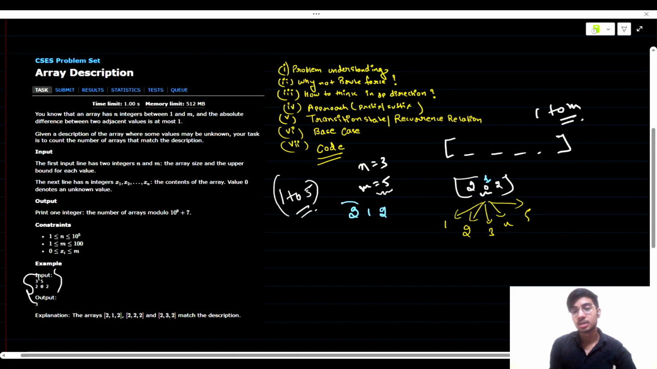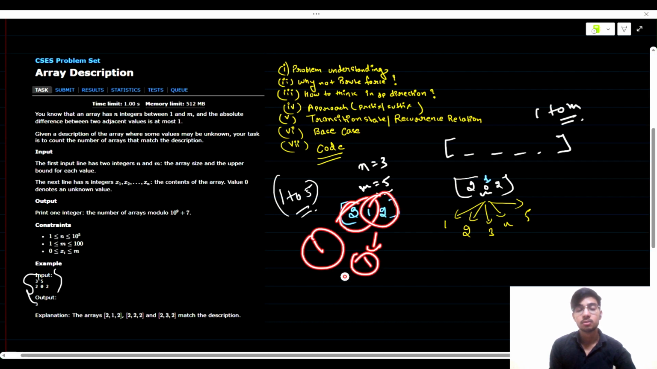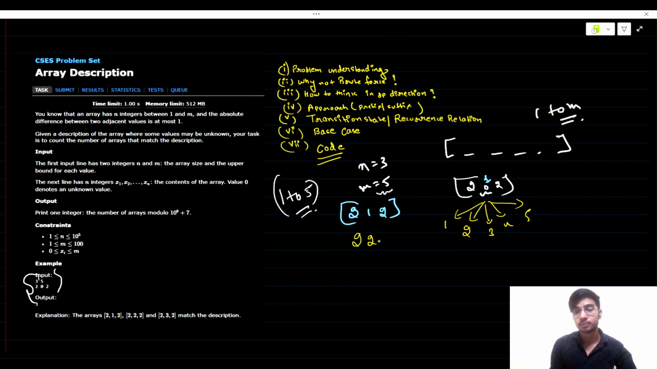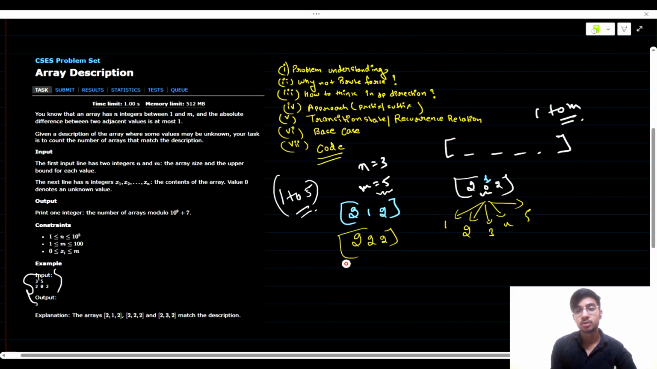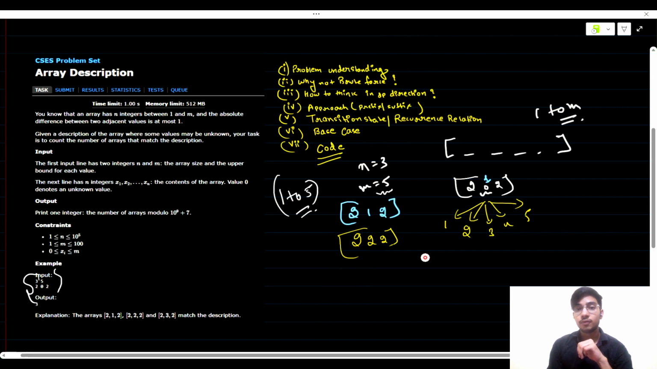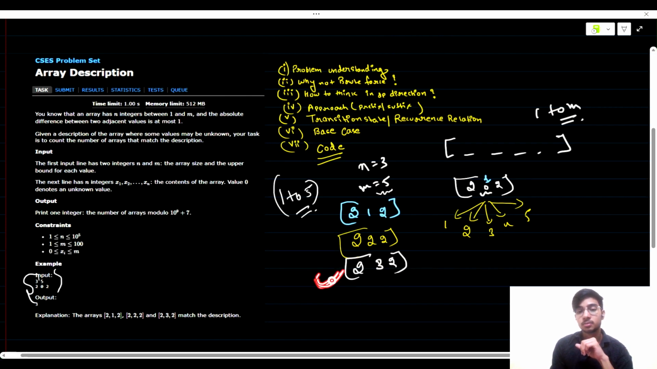If you choose one, the array becomes 2 1 2, and you can find that the difference between the adjacent elements is at most 1. The difference between these two is 1, and between these two is 1. We have to take the absolute difference. If you choose 2, the array becomes 2 2 2, and the difference between adjacent elements is at most 1. You can choose 3 also, 2 3 2. In this case the array matches the description.